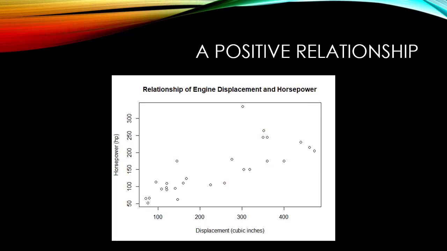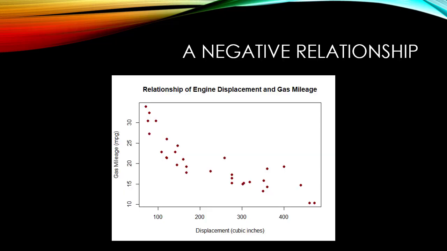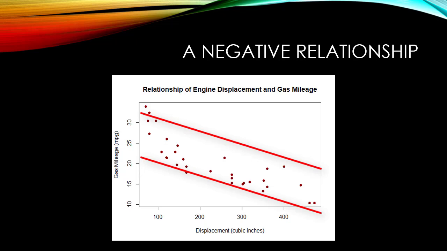If we put more pistons in the car or bigger pistons with larger cylinders for them to push through, then the car will have more power. When the pattern is vertical movement down from left to right, that represents a negative relationship. Here's an example of a negative relationship. Notice the movement of the points in the vertical direction as we move horizontally from left to right. Obtaining larger displacement values yields lower gas mileage values. The larger the displacement in the engine, the lower the gas mileage of the car.